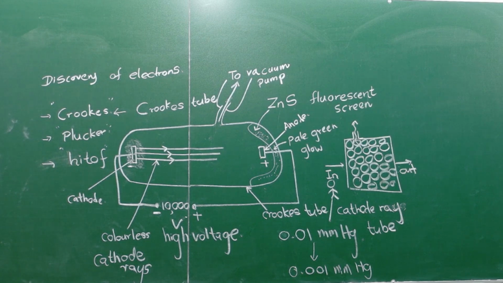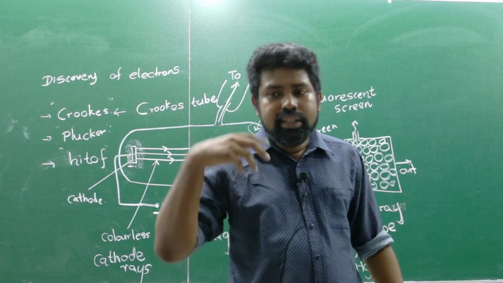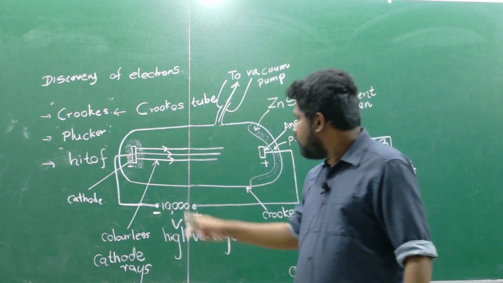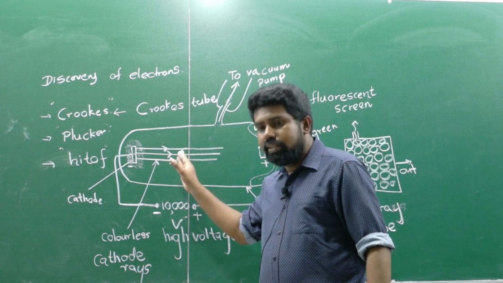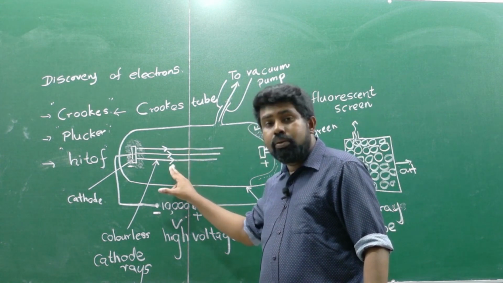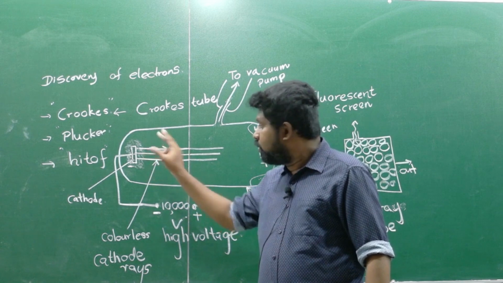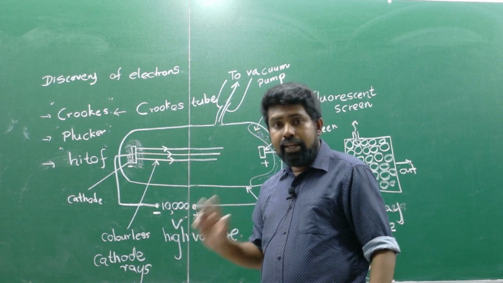After these three scientists did this experiment, they didn't further study the cathode rays. What are the cathode rays? What is the cathode ray, and what are the properties of the cathode ray? Those things were not studied by Crookes and his gang.